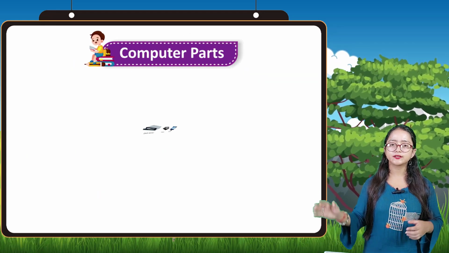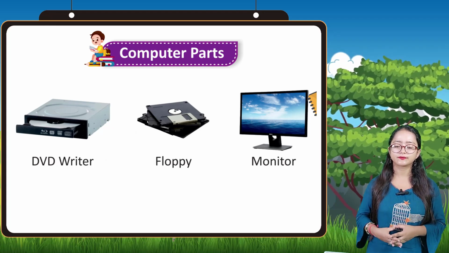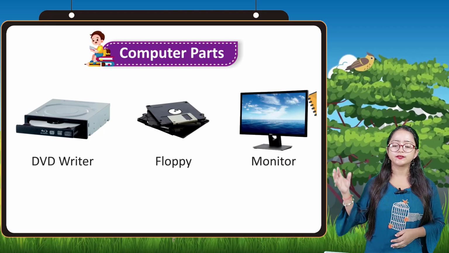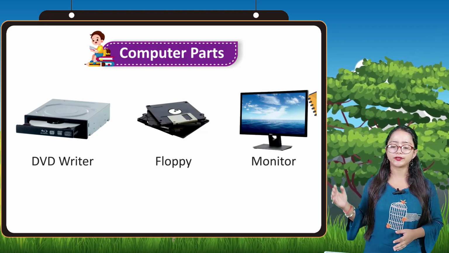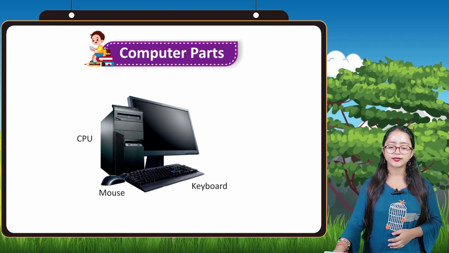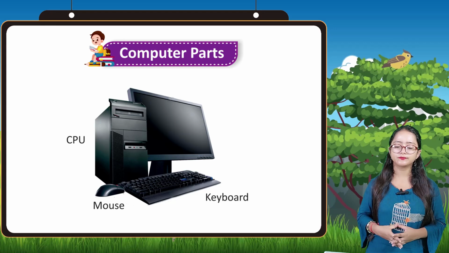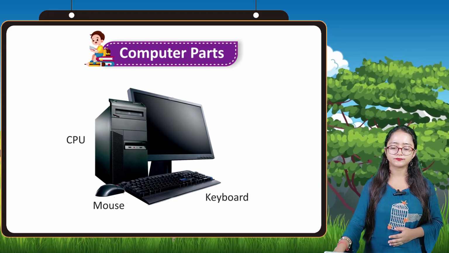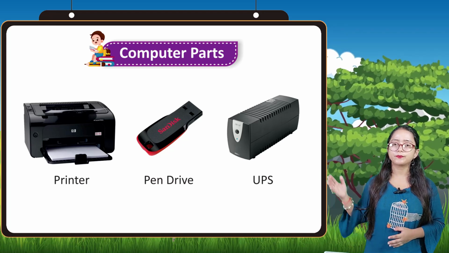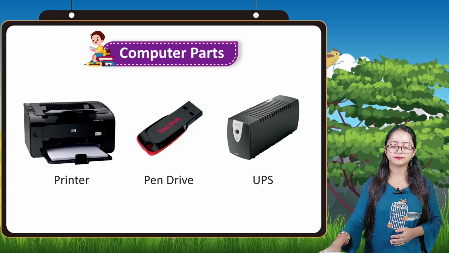Now students, turn the page and the next topic is about computer parts. First one is DVD writer. Next, floppy. Next, monitor. Next, you can see over there CPU, central processing unit. Next one, mouse. Next, keyboard. Next one, printer, pen drive, UPS.